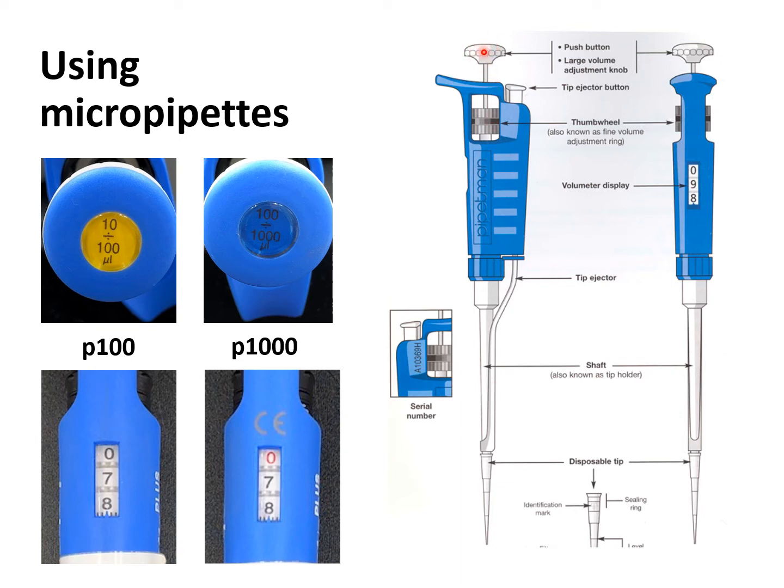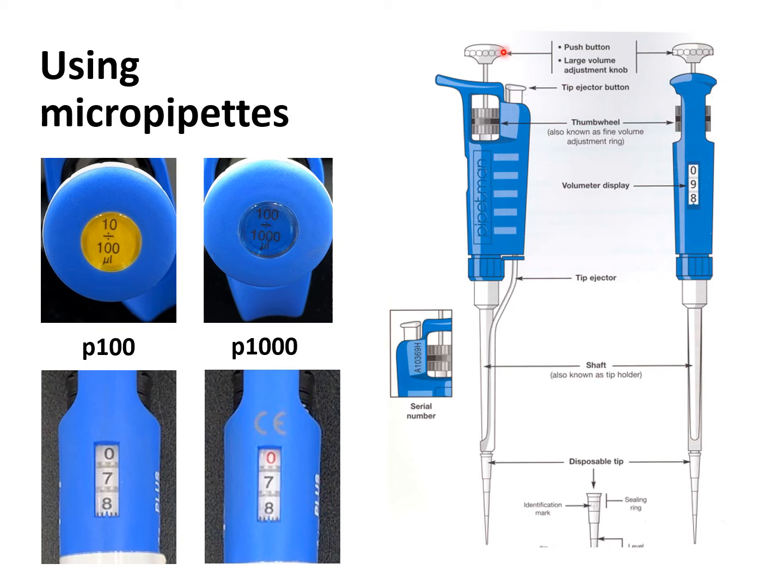Up here you have a push button, or we usually refer to it as the plunger. And this push button actually has two resistances, meaning two stops. The first stop, when you press it down, is what we use so that we can draw up the fluid. Now, if you push down the plunger all the way down to the second stop, we use that when we are trying to eject the liquid that we just drew up.